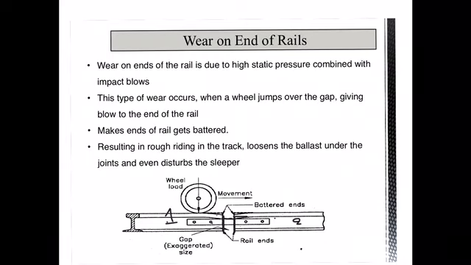Now, wear at the rail end occurs due to the combined action of both static pressure as well as impact blows. Whenever a wheel moves from one section to the other, there is a sudden jump over this gap, which gives rise to a blow to the end of the rail.